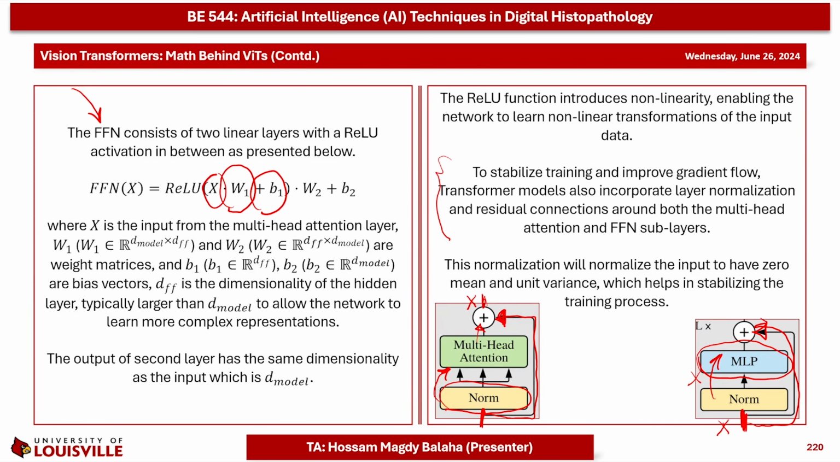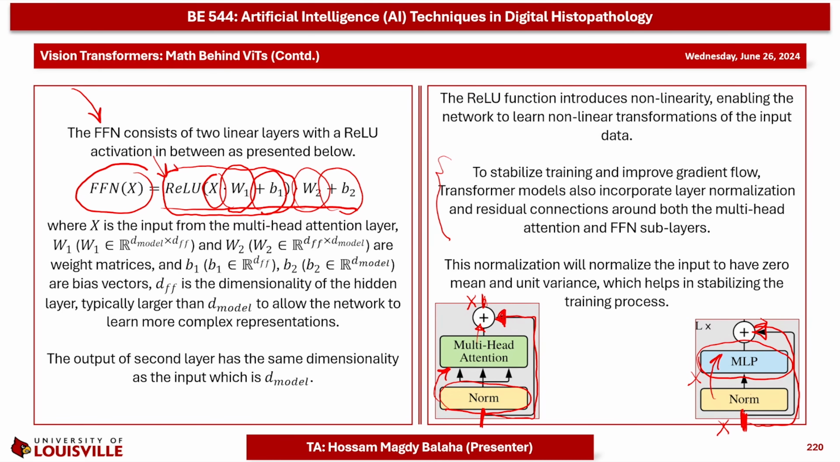W is the weight, b is the bias, and for the first layer a ReLU activation function is applied. Then the output is multiplied again by W, the second weight, and added to the second bias. The output of the second layer, FFN of X, has the same dimensionality as the input, which is D model. The introduction of the ReLU activation function introduces the nonlinearity that enables the network to learn nonlinear transformations of the input data.